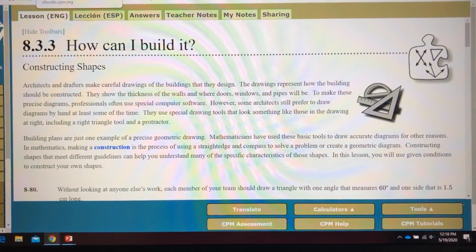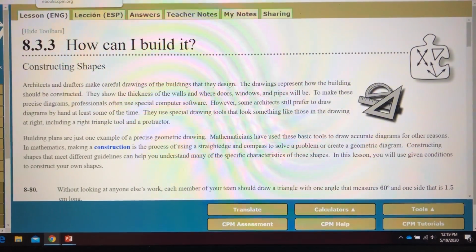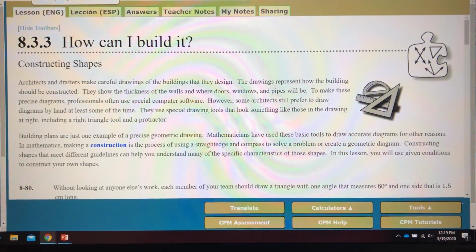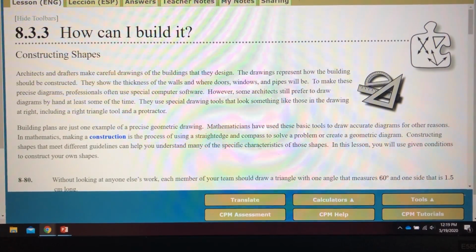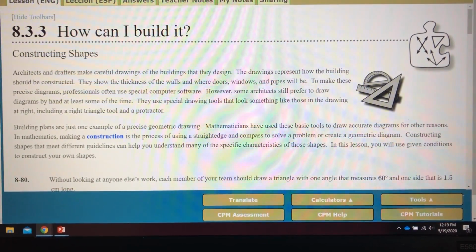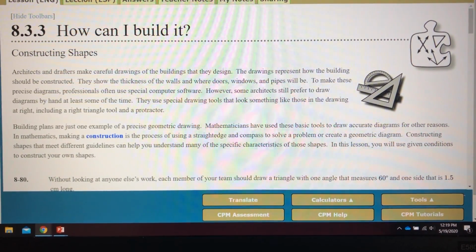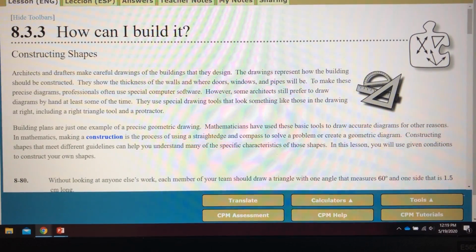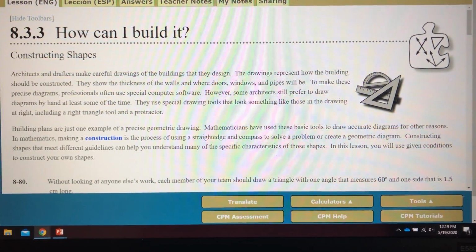It says architects and drafters make careful drawings of the buildings that they design. The drawings represent how the building should be constructed. They show the thickness of the walls and where doors, windows, and pipes will be. To make these precise diagrams, professionals often use special computer software. However, some architects still prefer to draw diagrams by hand at least some of the time.